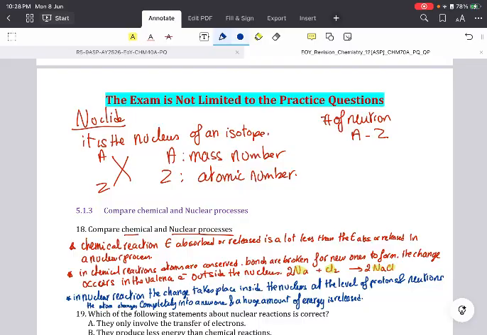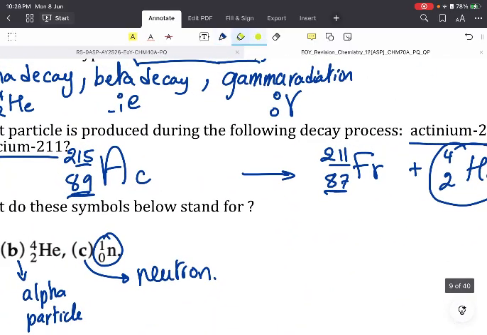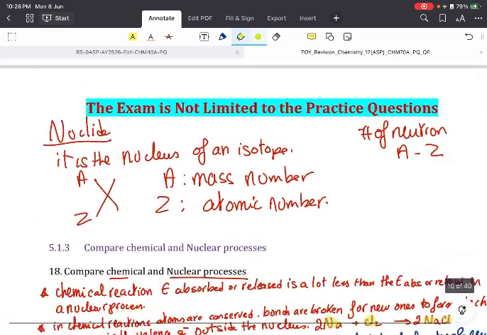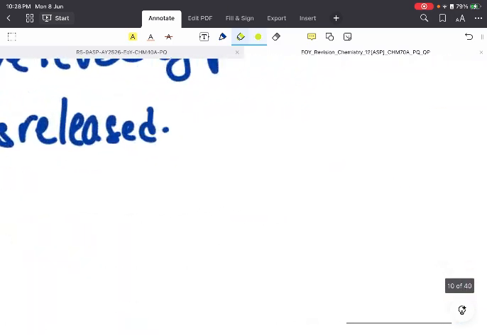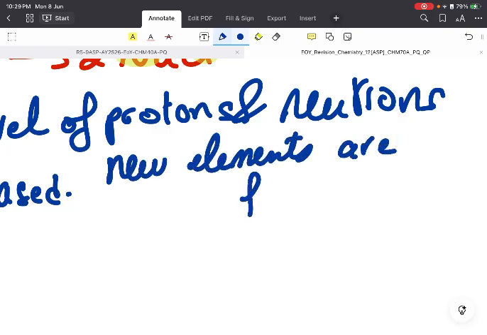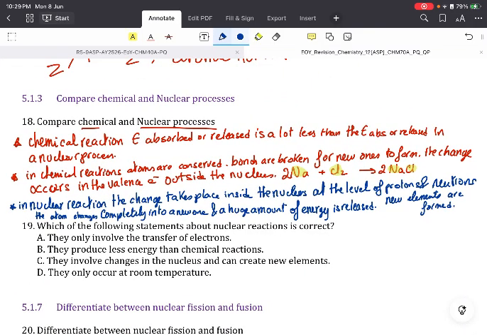So here we saw so many examples. The atom itself completely changed. Here I have actinium, and it changed into francium. It's a completely new element. So it involves the formation of a new element. New elements are formed. That's something very important. In the chemical process, I still have the same elements.